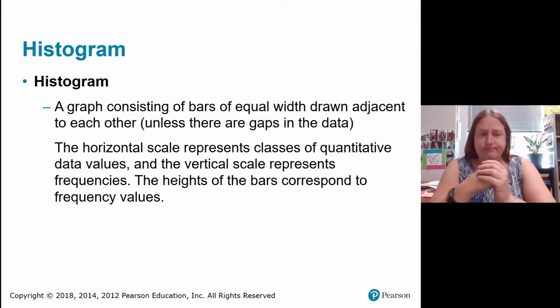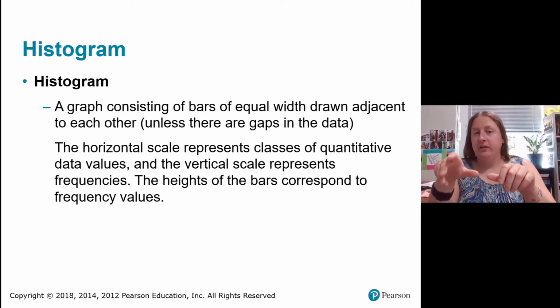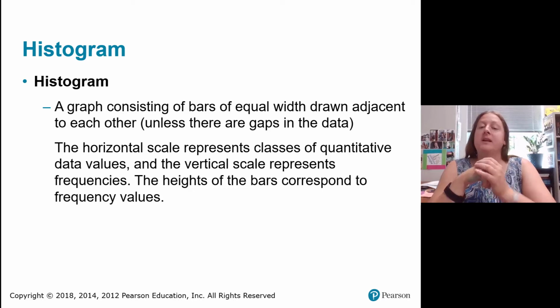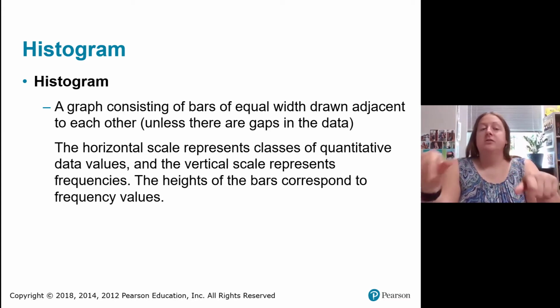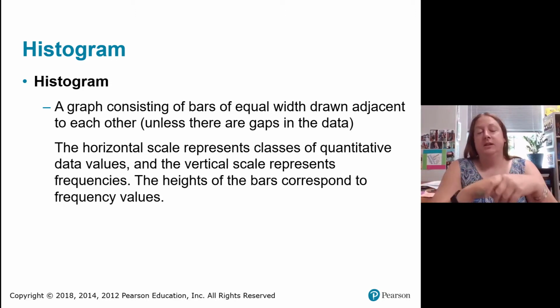In a histogram, it makes sense for those bars to touch each other because they have a shared boundary. The horizontal scale on our histogram is going to represent the classes of quantitative data values, those same classes that we use in our frequency distribution. And the vertical scale is going to represent the frequencies that are in our frequency distribution. So the heights of the bars are going to correspond to the frequency values in that frequency distribution for the class.